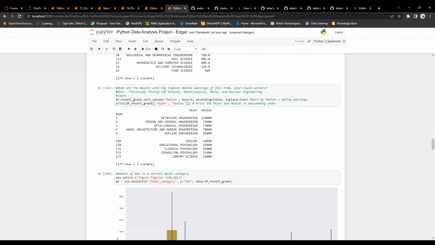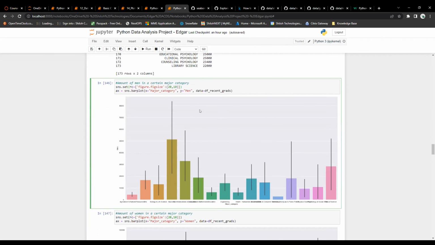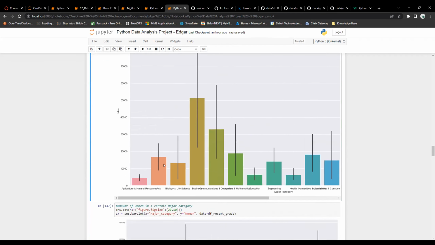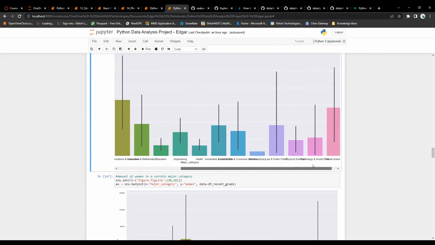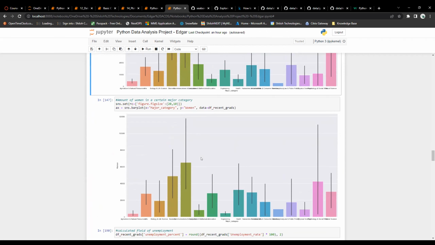Anyway, here is the highest earners based on the median, just sorted again. Petroleum engineering, mining, all engineering really. Here are the lowest ones. And here I started graphing some things. So here I was trying to find out how many men were enrolled in different categories of majors. You can see here, and I have to figure out the scale here because the names below are a little bit too big, so they overlap. Same thing here with women.